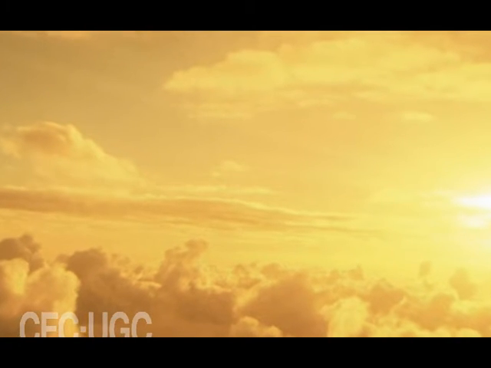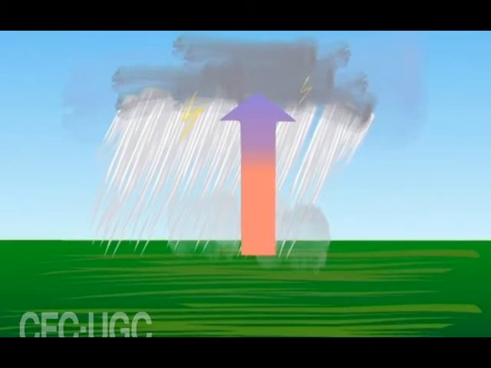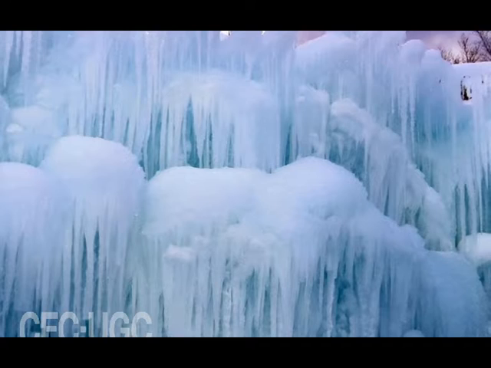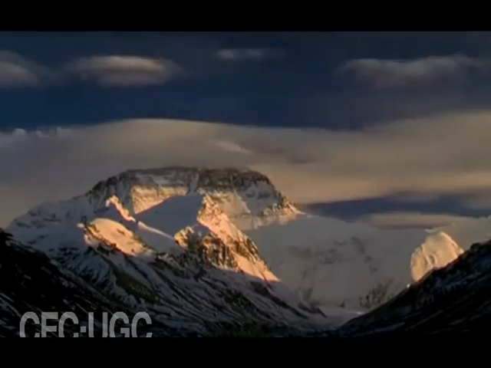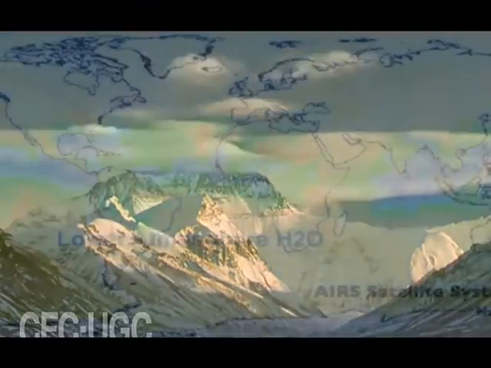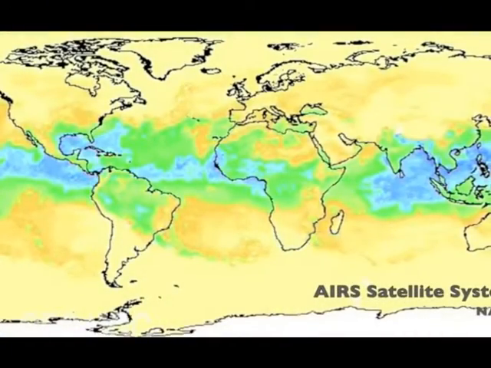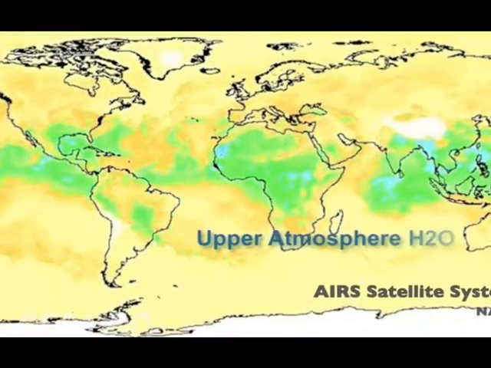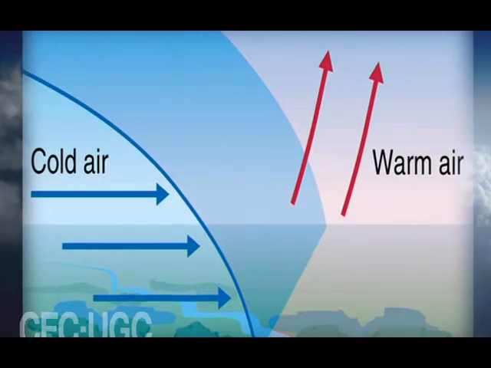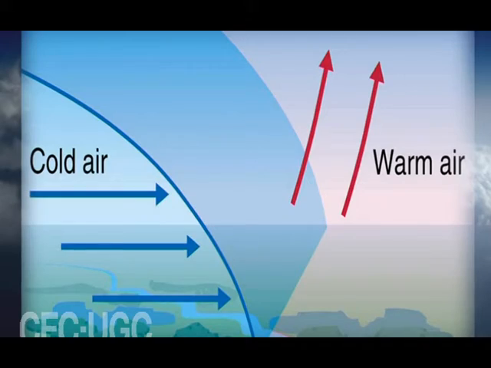A cloud is a large collection of very tiny droplets of water or ice crystals. The droplets are so small and light that they can float in the air. All air contains water, but near the ground it is usually in the form of an invisible gas called water vapor. When warm air rises, it expands and cools.